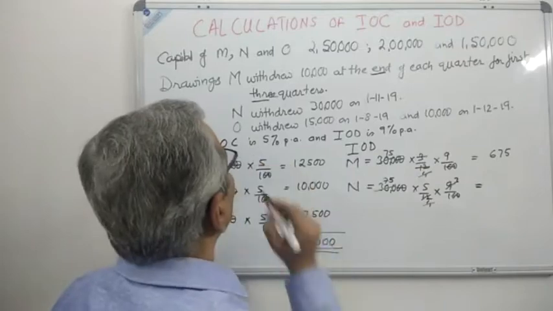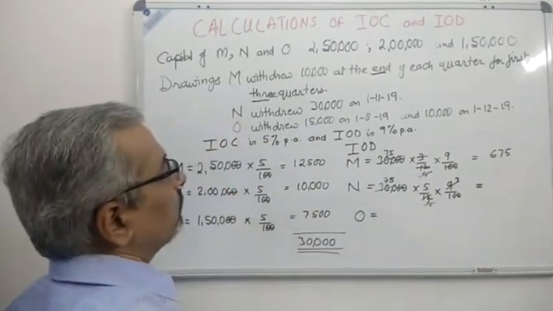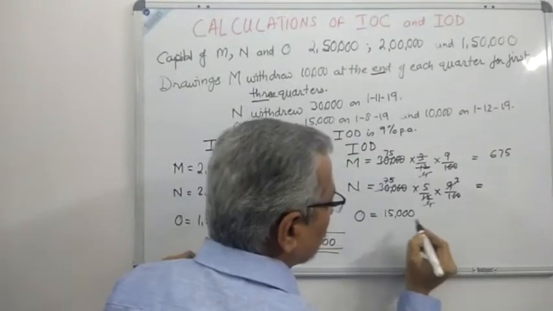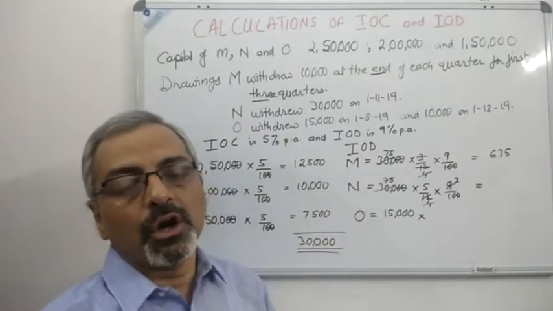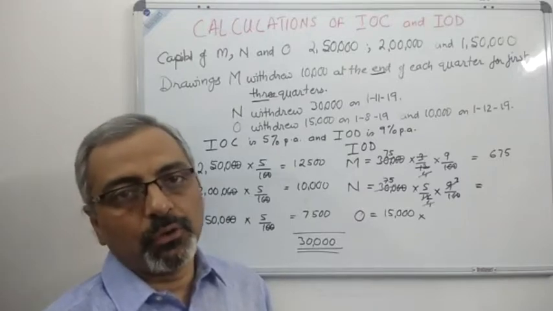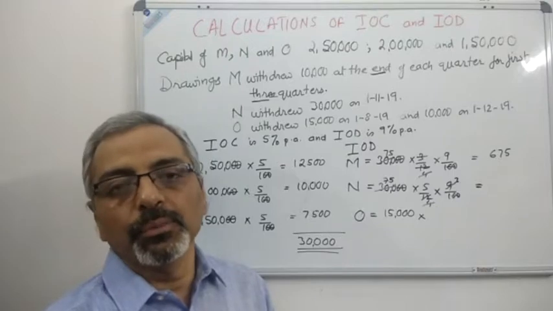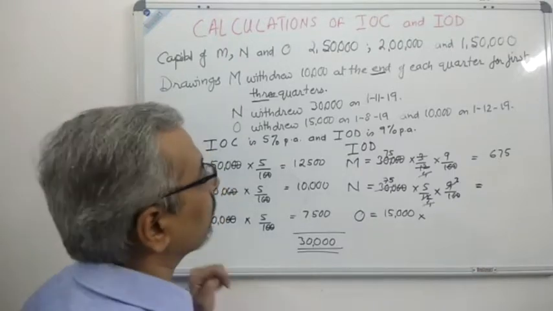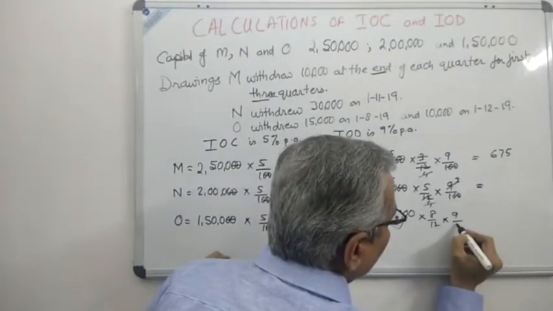Let us go finally to O. Now O, you can see, has withdrawn 15,000 from 1st of August. So how much time is left from 1st of August to 31st of March? Full month of August, September, October, November, December, January, February, March. So 8 months. So we are calculating it for 8 months: 8 by 12 into 9 by 100.